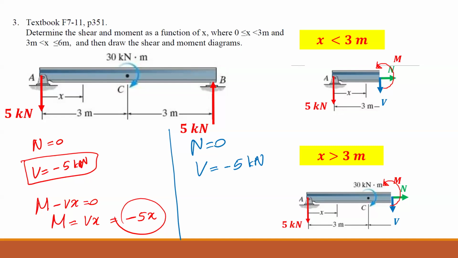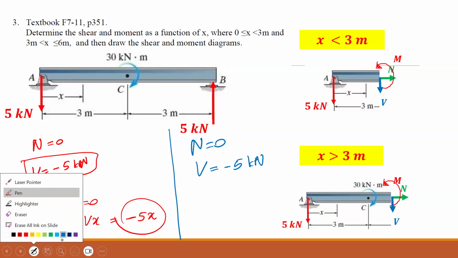You get negative 5, it's the same, isn't it? Couple moment is a moment. It's not coming into your force equations. It's a moment. 30 is a couple moment, so it doesn't have, there is no net force.